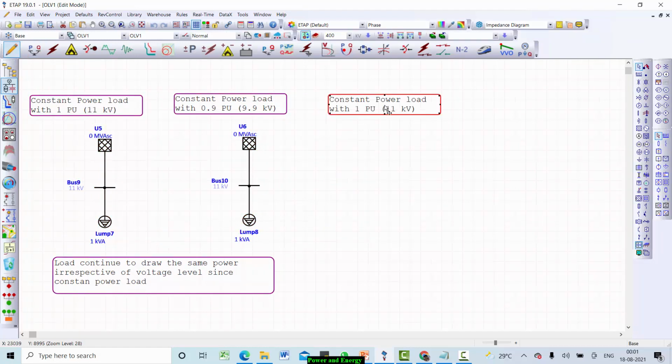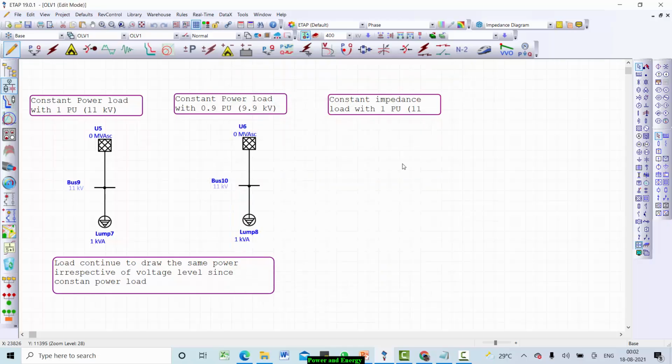Now let's move on to constant impedance load. Copy the same SLD.